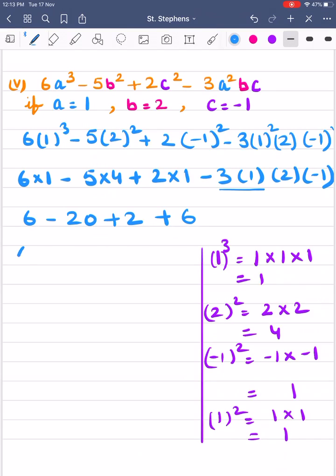So here we have 6 plus 2 plus 6 minus 20. I have written positive terms together. So we get here 14 minus 20, which is equal to minus 6.